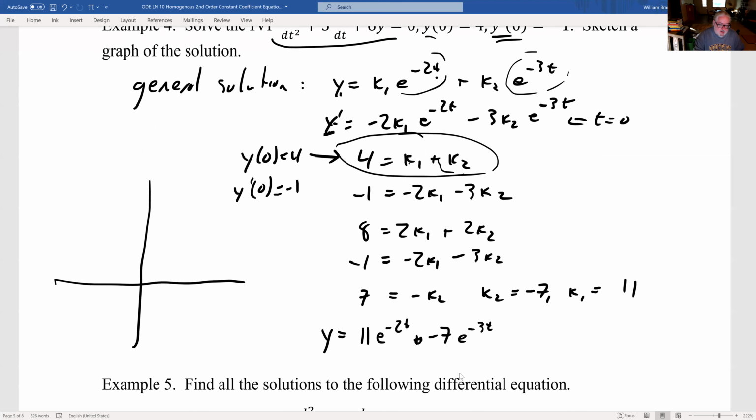And what's that graph going to look like? Well, e to the minus 3t, 3 is bigger than 2. So as we go out to minus infinity, this term will dominate. So it'll be actually negative down here. And as we go to positive infinity, both of these go to 0. So a graph should look something like that. But it'll be defined for all time.